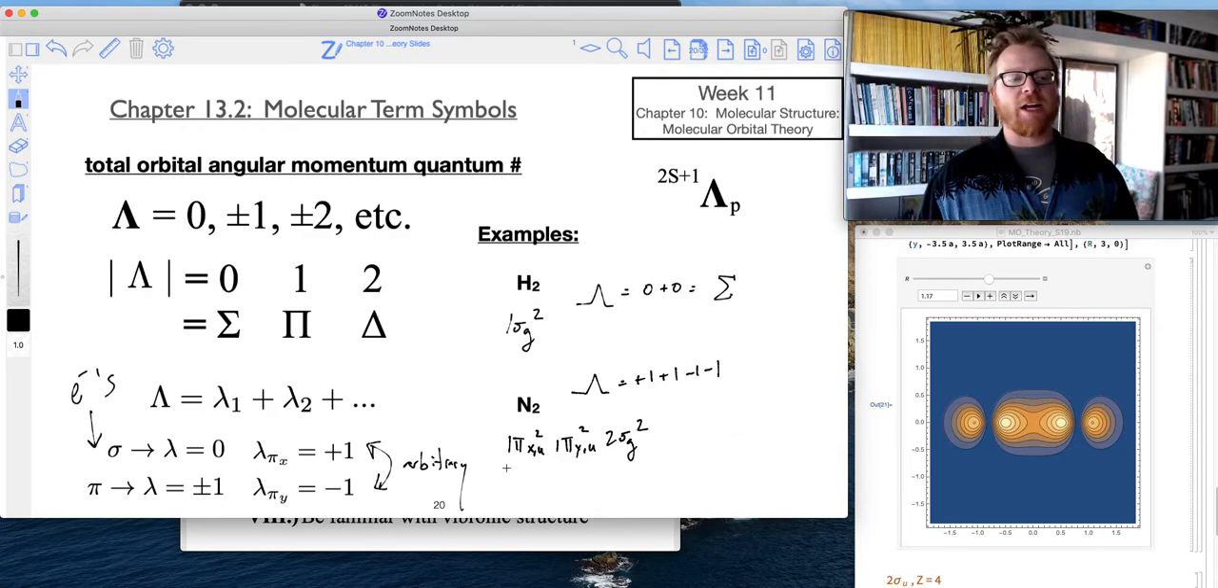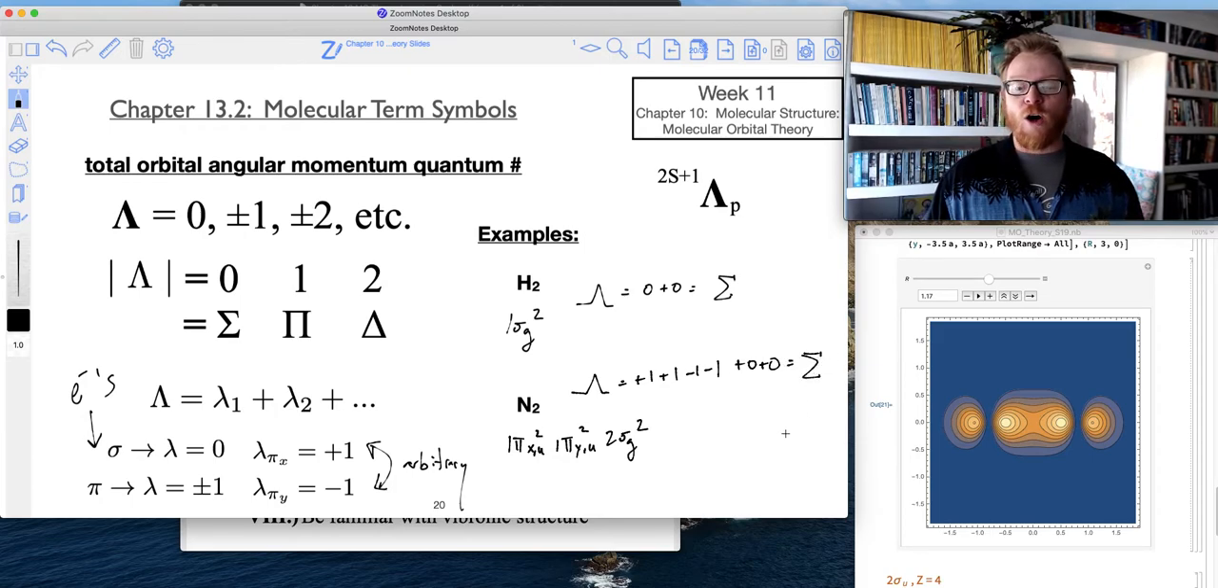And now I've got 2 electrons in the sigma, and sigmas get a 0. So that's a plus 0 and a plus 0. And lo and behold, that all equals 0. So N2 is also a sigma state.